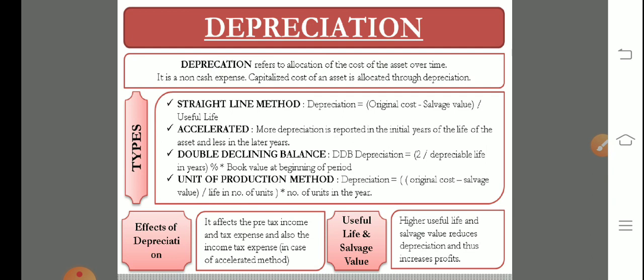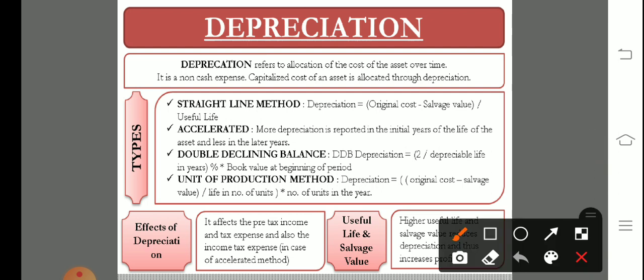Accelerated, more depreciation is reported in the initial year of the life of the asset and less in the later. So that is called accelerated method. And double declining balance. In double declining depreciation we use the formula 2 divided by depreciable life in years percent into book value at the beginning of period. And another is unit of production method. In this we see that depreciation is equal to original cost minus salvage value divided by life in number of units into number of years.